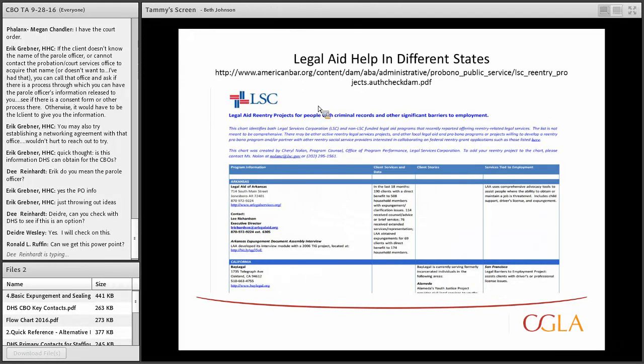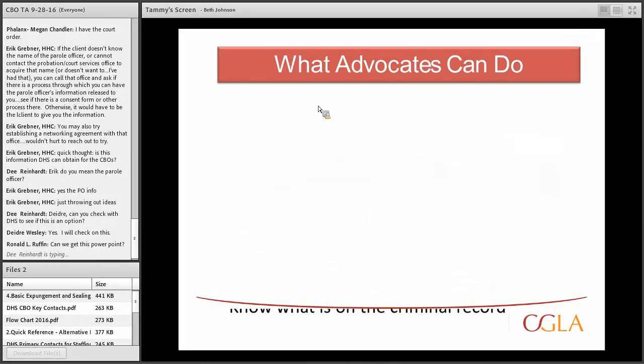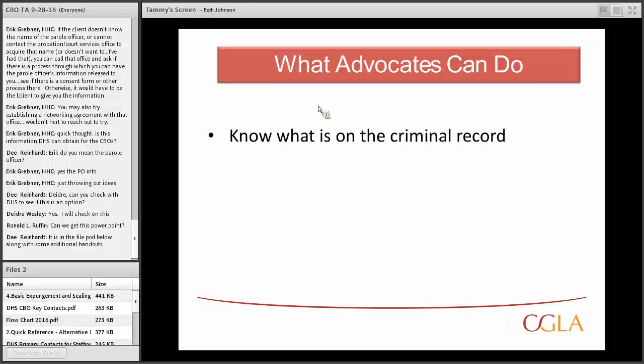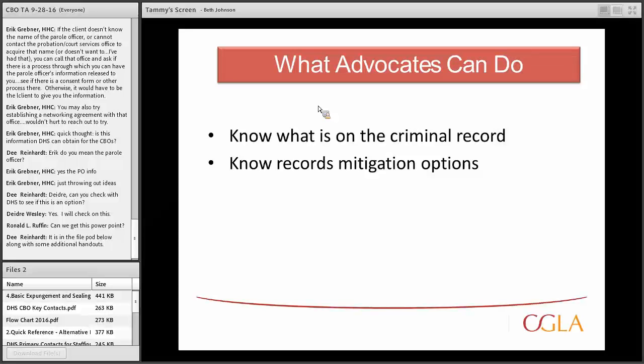And then these are different legal aid organizations in other states that might be available when needed. And so again, really quick, what can advocates do? And I use that term broadly. What can anyone do that's working with people with records? You've got to know what's on somebody's criminal record. That's just the basic starting point, helping them understand as well as you, because when you're trying to place people, you've got to know where they can and cannot go, and that's contingent on their record. Know records mitigation options. That means expungement, sealing, waivers, certificates. Know the options that are out there for somebody.